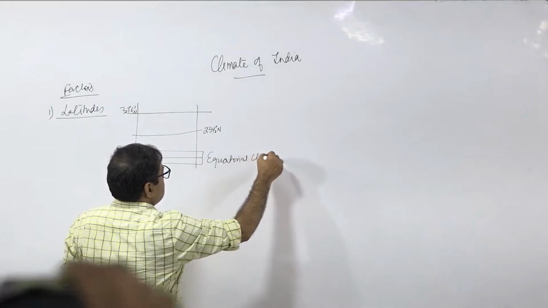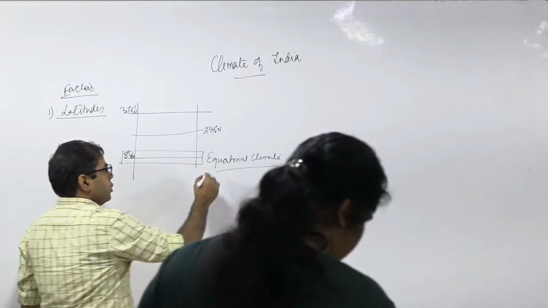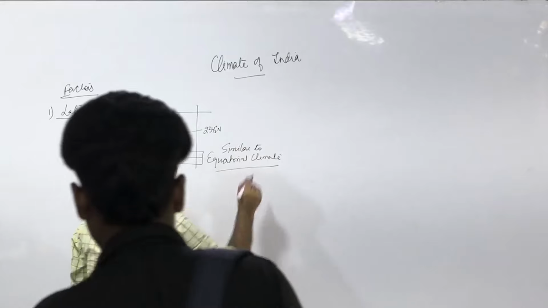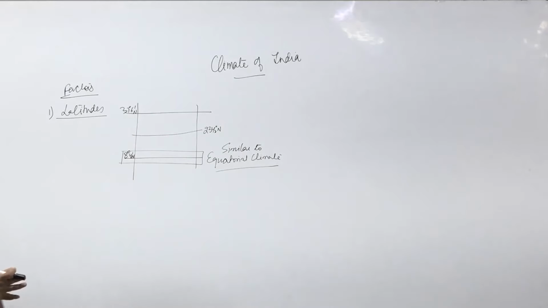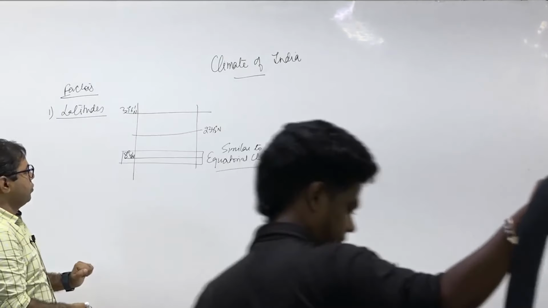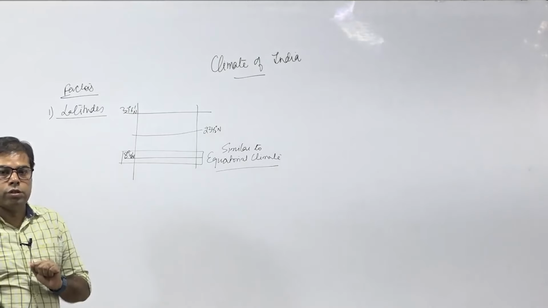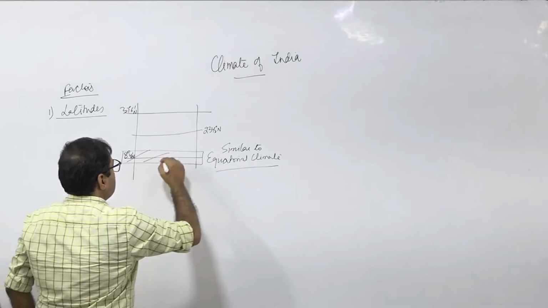Equatorial climate, it is similar, it is not exactly, right. This is similar to equatorial climate. Similar means this will not have the exact accurate climatic condition or atmospheric condition equal to or similar to the equatorial region. So this is similar to the equatorial climate.